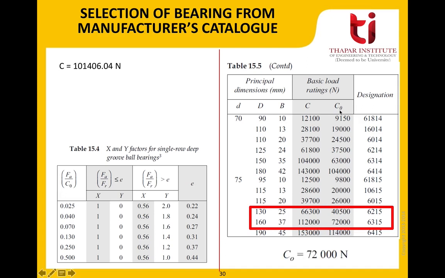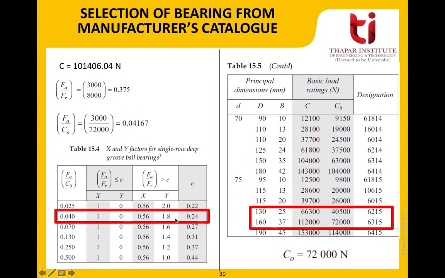So from here we can see that the static load carrying capacity C0 is 72,000 for this bearing series. Now we already know that FA by FR value is 0.357 and the FA by C0 value is 3,000 by 72,000, which is equal to 0.04167. Now we will look for this value in table 15.4. We see that this value of FA by C0 is very close to the value that we evaluated, and we're getting the value of Y close to 1.8.